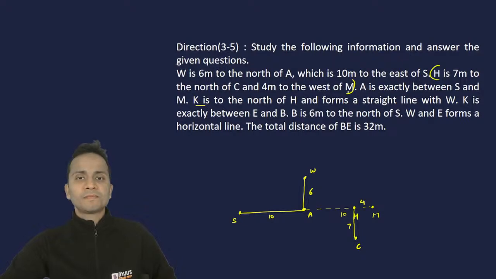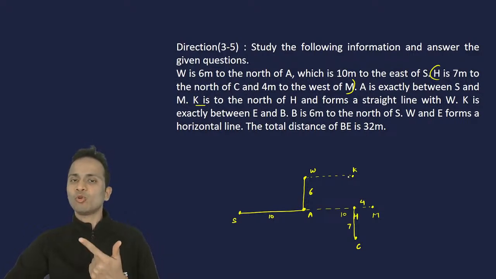Nice. Now K is to the north of H and forms a straight line with W. So K can be somewhere here. It is forming a straight line with W. Now K is exactly between E and B. Now I don't know where E is, and I don't know where B is.